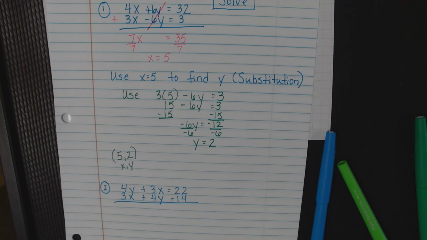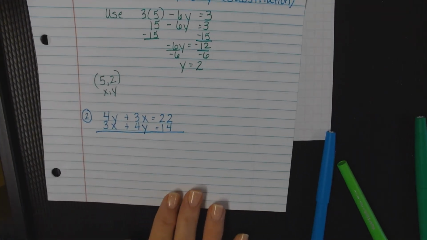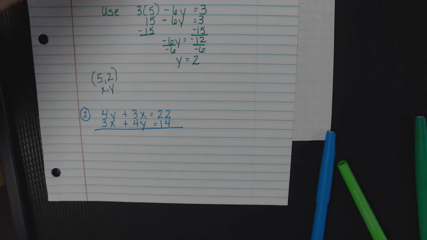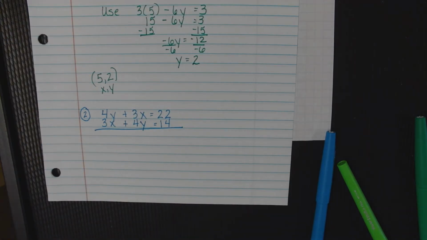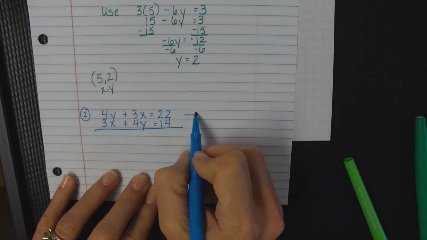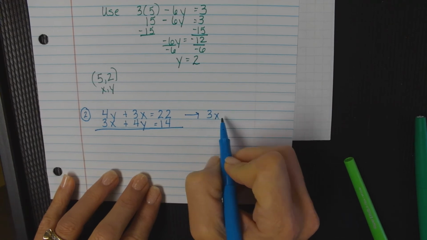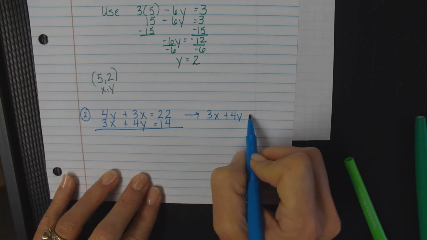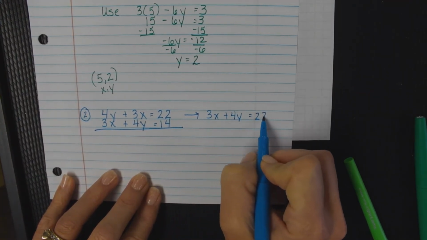All right, I'm going to push this up. Example 2. What's wrong with the first equation? They're not lined up. It's not in standard form, right? It's lined up wrong. So what do you think we need to do first? Switch it. So let's rewrite equation 1. 3x plus 4y equals 22.